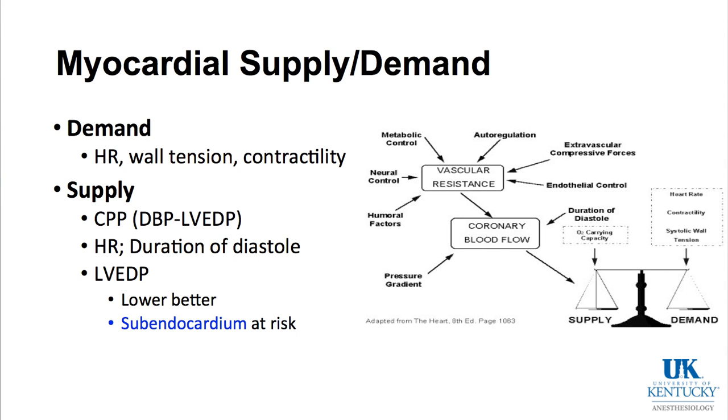Keeping that low is important because blood goes from the epicardium to the endocardium through the left ventricle wall, and the subendocardium is the farthest from the epicardial vessels, and the vessels there can also be compressed by pressures that are high in the left ventricle. So the subendocardium is the part of the left ventricle that's most at risk for ischemia.